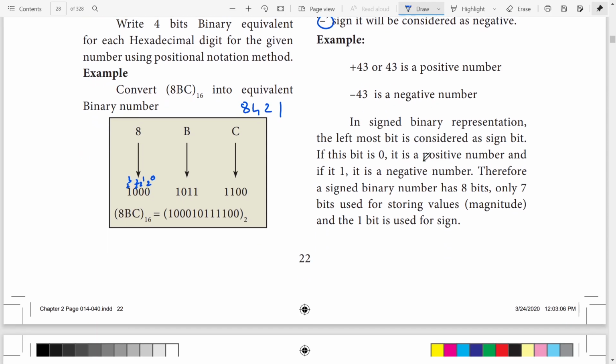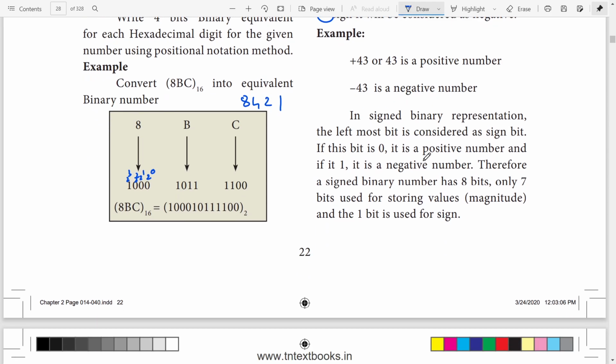See, for example, plus or without sign indicates it's a positive number, and minus indicates it's a negative number. In signed binary representation, the leftmost bit is considered as the sign bit. If this bit is 0, it indicates a positive number. If this bit is 1, it indicates a negative number.